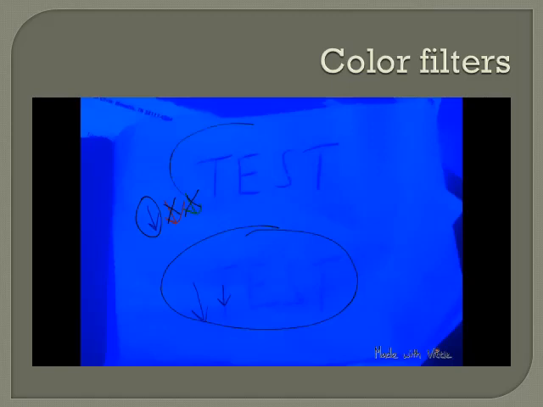And finally, the top test. Remember, that was written in red. It doesn't really look red here. Well, why is that? It just looks dark. What is dark? Dark is an absence of light, an absence of or lack of information.